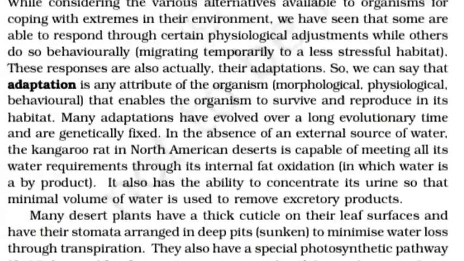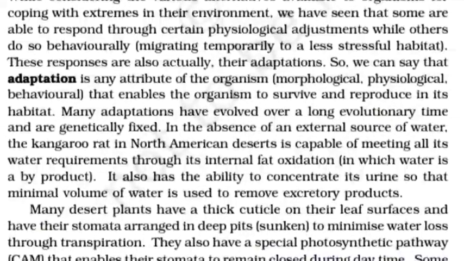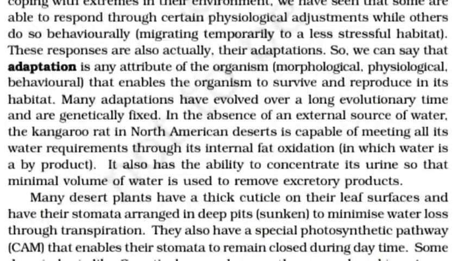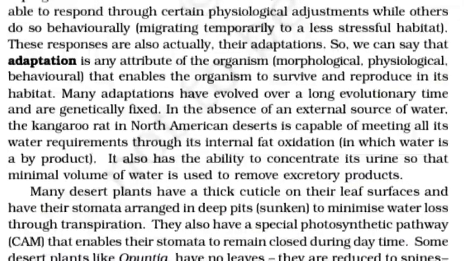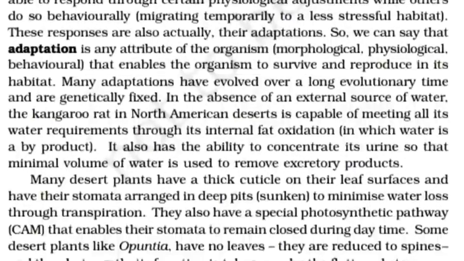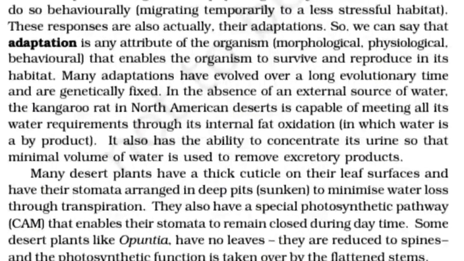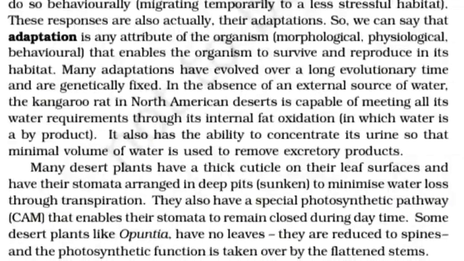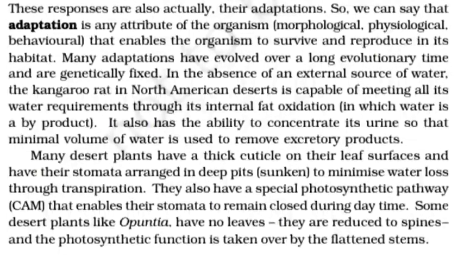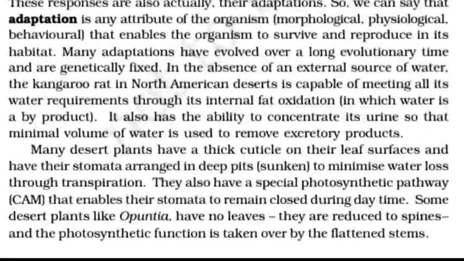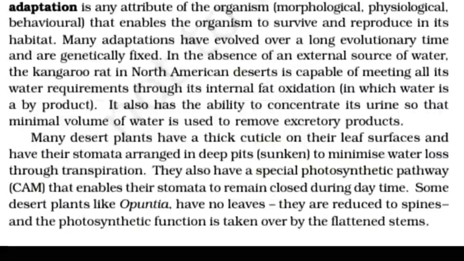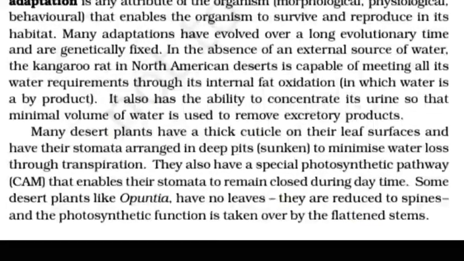Many desert plants have a thick cuticle on their leaf surface and have their stomata arranged in deep pits, sunken, to minimize water loss through transpiration. They also have a special photosynthetic pathway, CAM, that enables their stomata to remain closed during daytime. Some desert plants like Opuntia have no leaves, they are reduced to spines, and the photosynthetic function is taken over by the flattened stem.